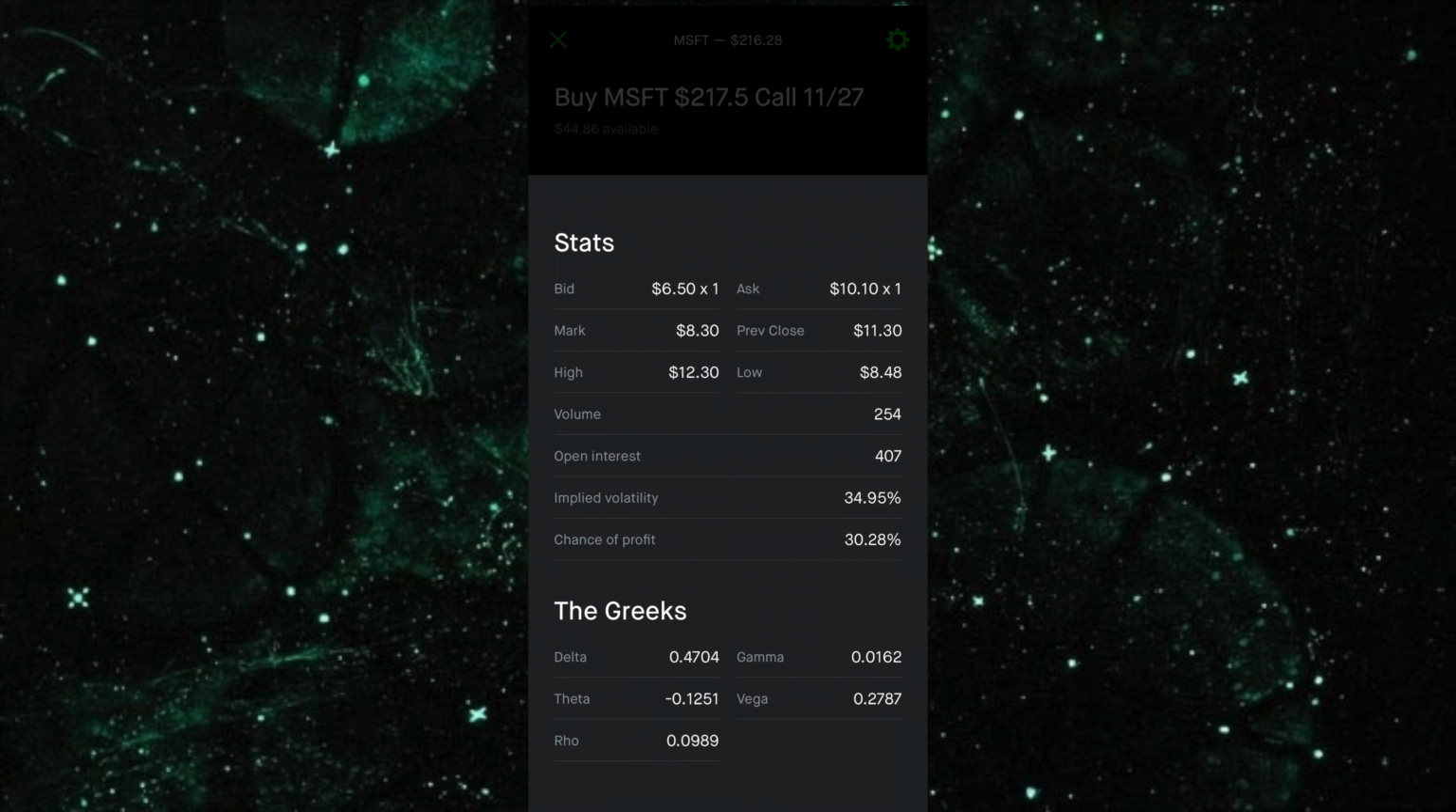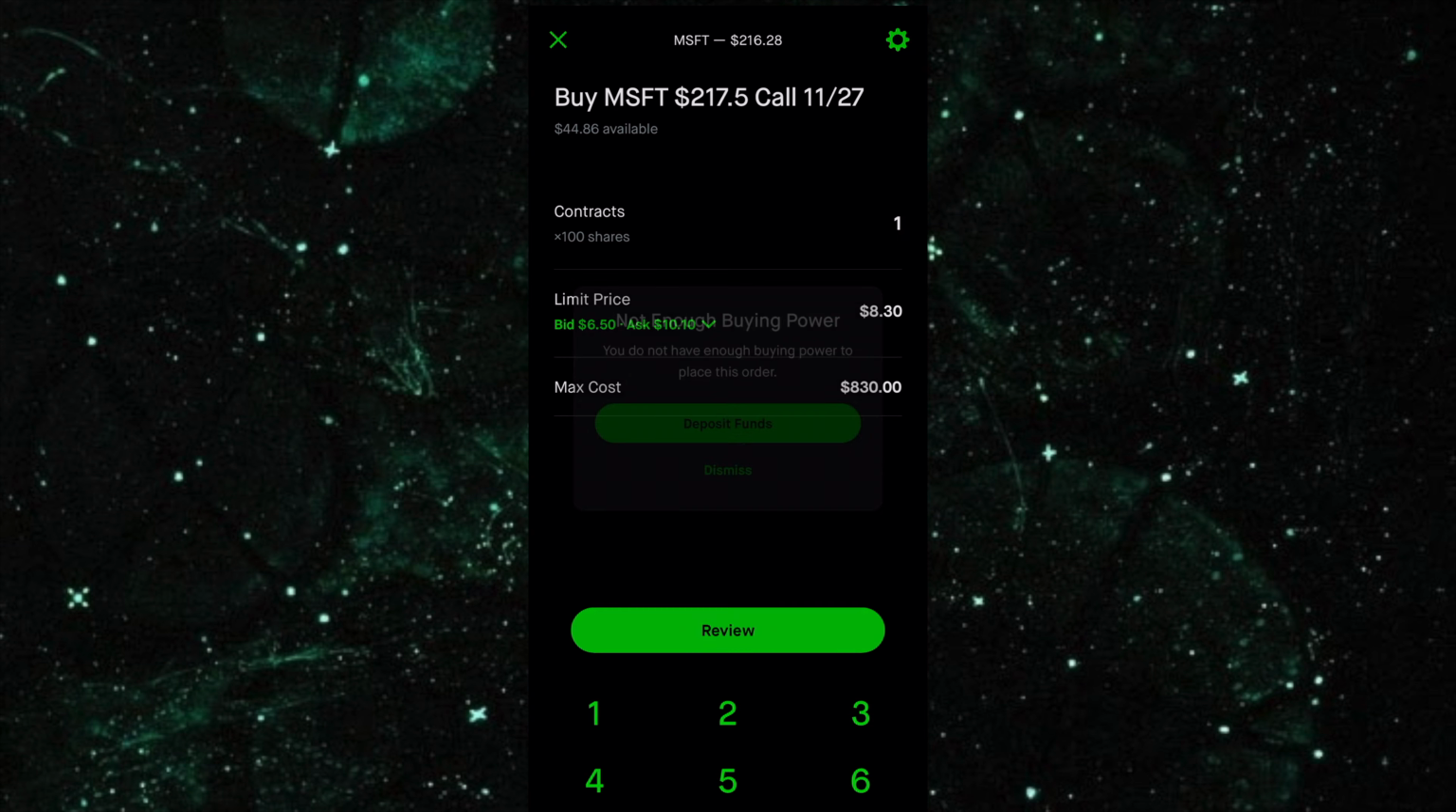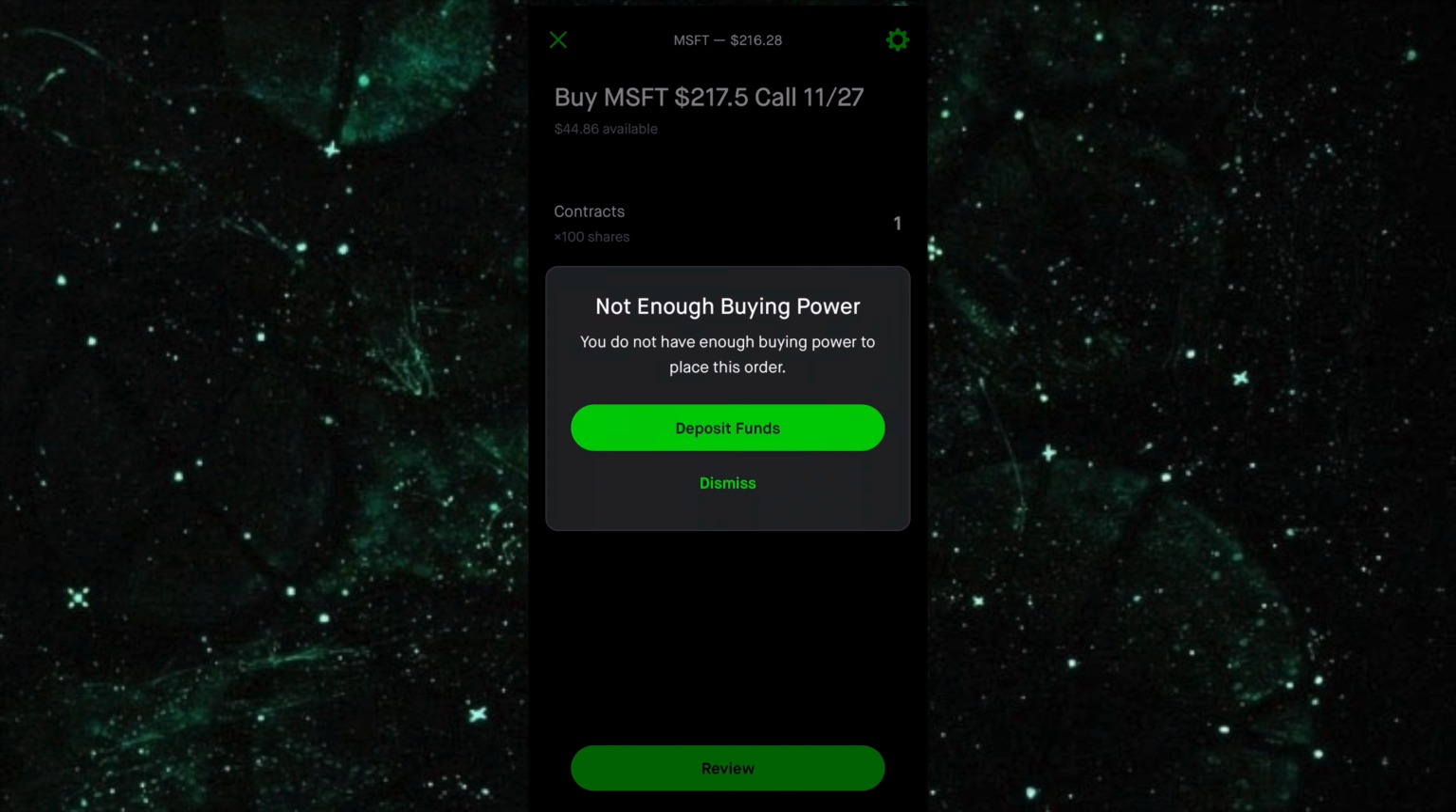After entering our limit price, let's go ahead and purchase it. So this max cost will also be the potential maximum loss. There you go, we have successfully done a long call option strategy on Robinhood.